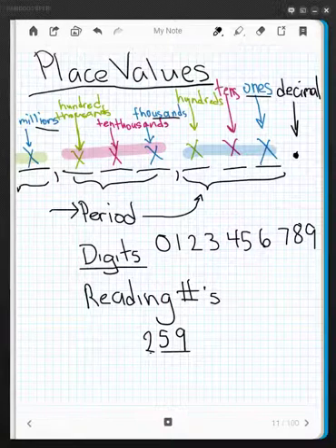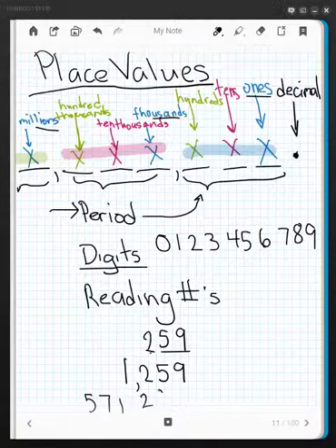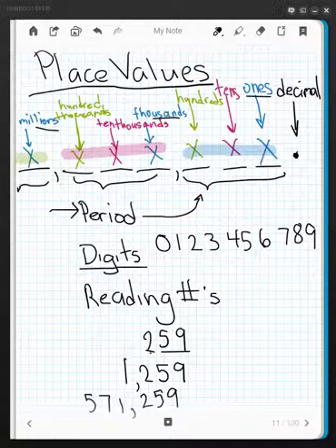Now if I add a place value over here, 1259, now you're going to hear this period name in here. This is 1259, and that would be that number. And then let's go a little bit further out. Let me add in the entire place value here. Now you hear 571,259. And you see when I read this last one, you really did hear that place value, the thousands, as the period name.